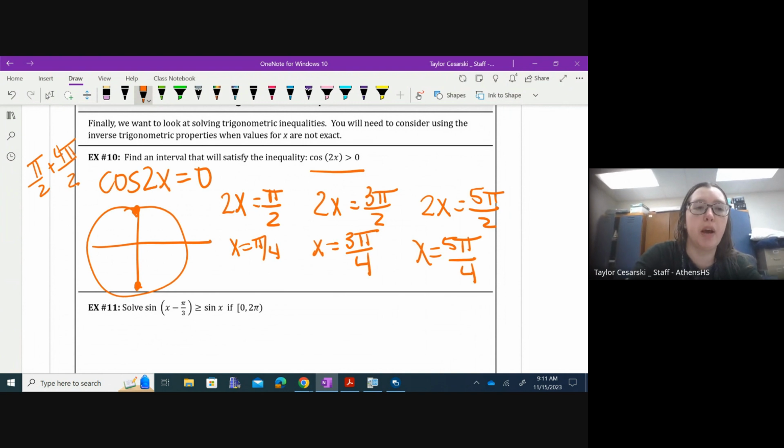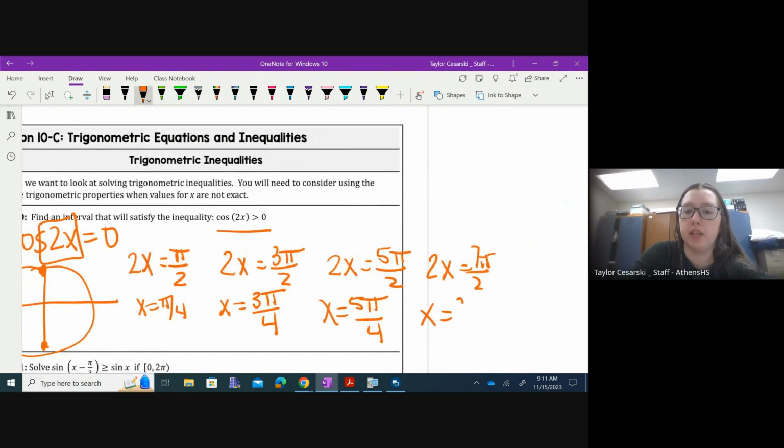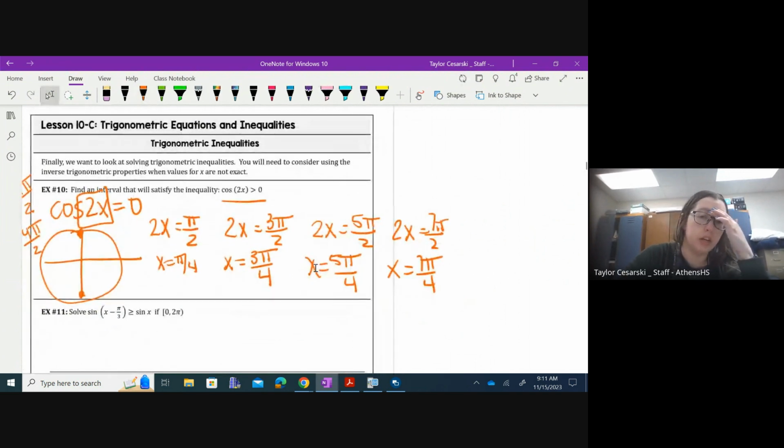And then if I take 3 pi over 2, and I go around the circle again, which is adding 2 pi, I get 7 pi over 2. So set that equal to 2x because that's what's inside my cosine. And if I divide by 2, I get 7 pi over 4. So those are my critical values on the interval 0 to 2 pi.